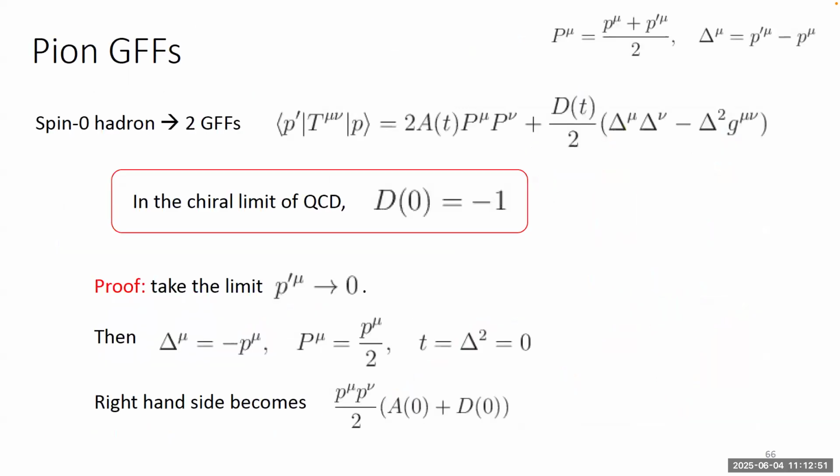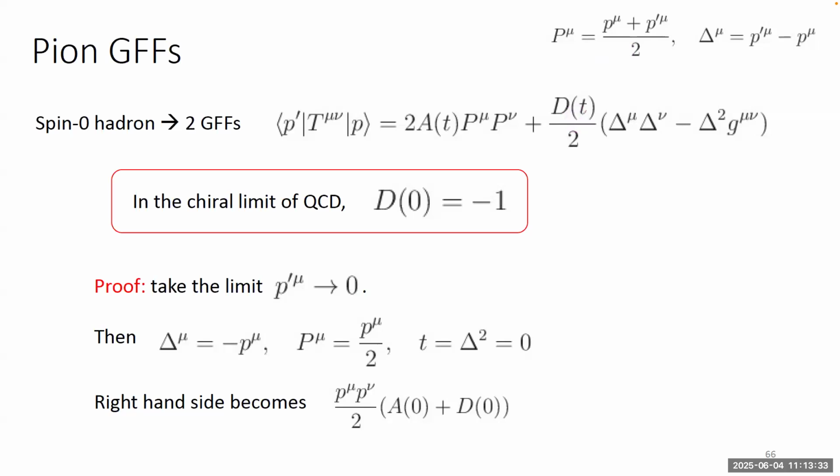Okay. All right, so I was talking about the proton GFF, gravitational form factor, but one can also talk about the pion gravitational form factor, and that's kind of interesting. The difference is that the pion is spin 0, and that means that you have only 2 gravitational form factors. For the proton, you have 3, A, B and D, and for the pion, you have A and D, so you only have 2 form factors.